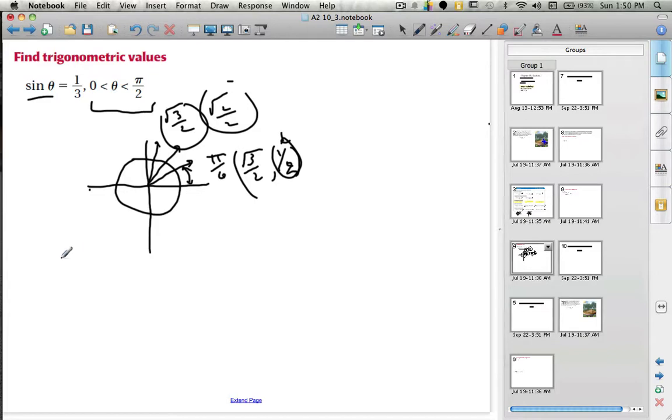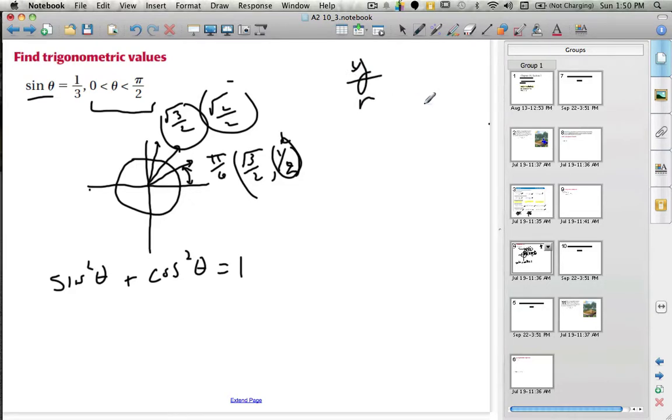Now I can also use the concept that sine squared theta plus cosine squared theta is equal to 1. The goal, by the way, in this problem is to write all 5 trig functions besides sine, which I already have. Now we did learn another way to do that, right? We learned that sine would be y over r. And I could use these values to work with this. That's how we did it in another section. But let's go ahead and use this.